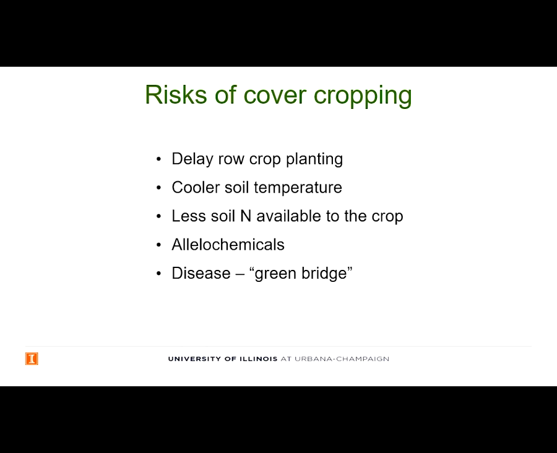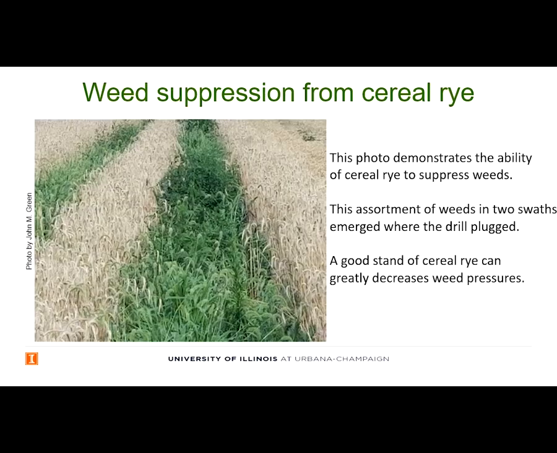There's also allelochemicals. Now, that's not a bad thing for suppressing weeds, but we're worried that it may have an effect on our row crop species, namely corn. But generally it's the small seeds that are inhibited. So small weed seeds are inhibited from germinating. We don't think we have much of a problem with that on corn and soybean because it's a big seed. And then we worry about disease, creating a green bridge from the cover crop to the row crop.